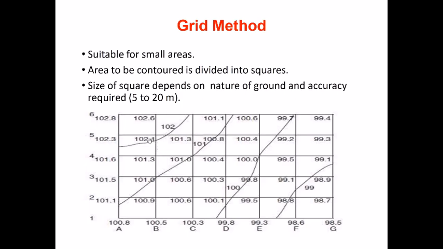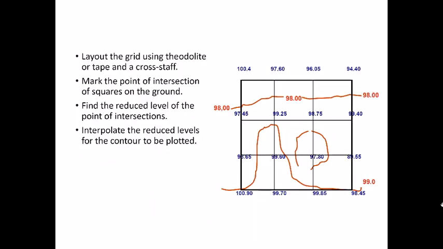And once you have points on different lines, then you join them by freehand. So you don't draw contours by straight lines, you draw them by freehand. And similarly, if you want to draw contours for 99, you see where the value of 99 would lie, and on all those lines you trace out where 99 is, and then you join those points again by freehand. So this is how the grid method works, and you draw out contours.